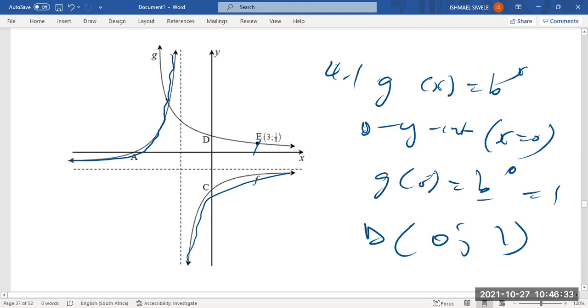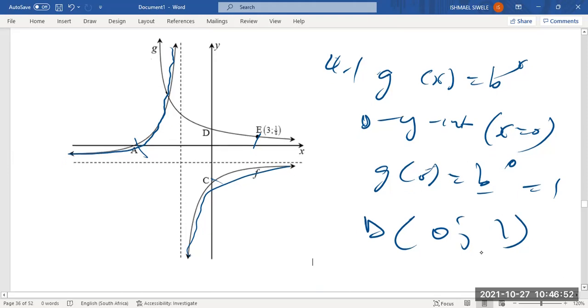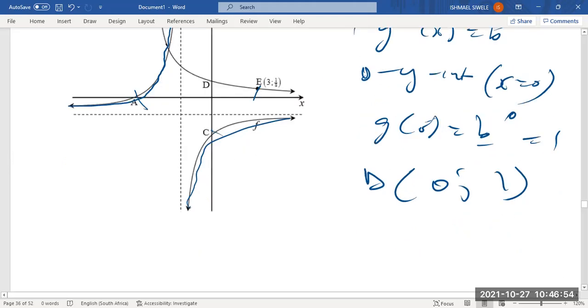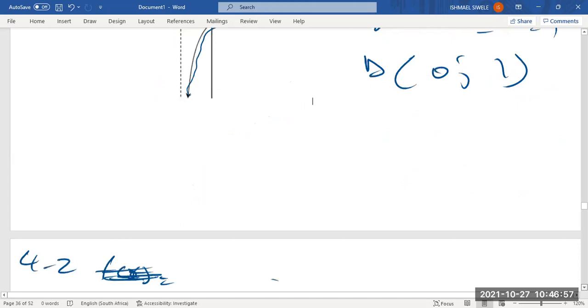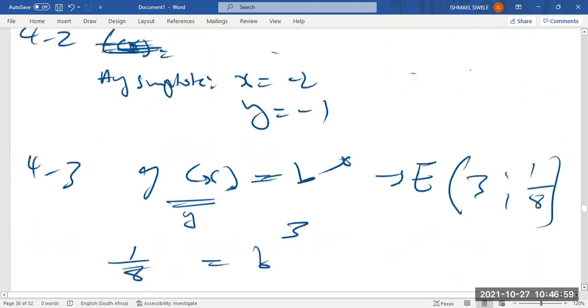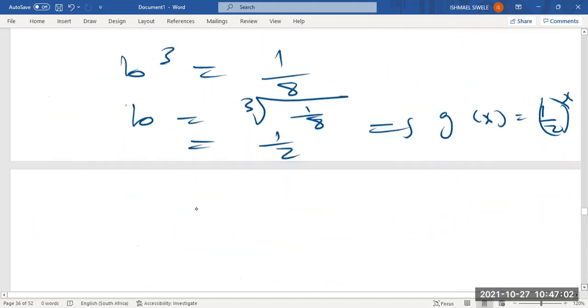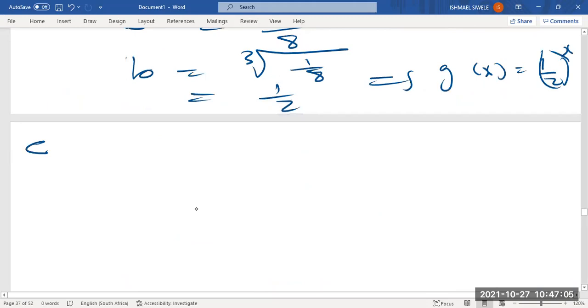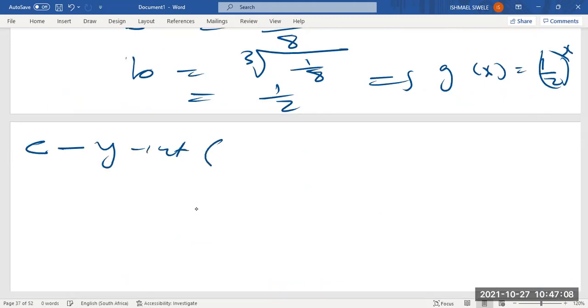Okay, I want us to find the coordinates of A and C. So this is A here, and then C. These are the two intercepts for f of x. A is the x-intercept and C is the y-intercept. So we can start with C, as you can see from that graph. C is the y-intercept, so we let x equal 0.